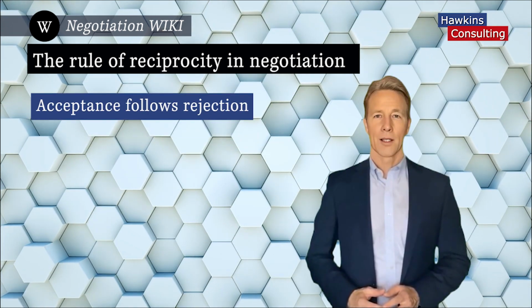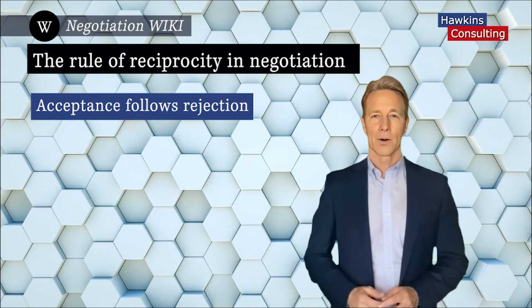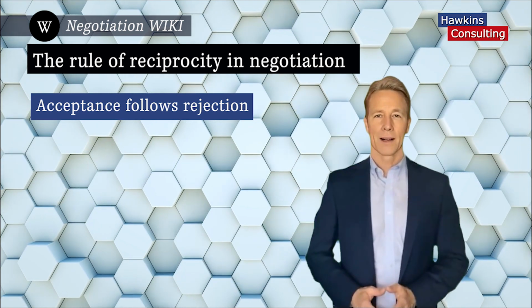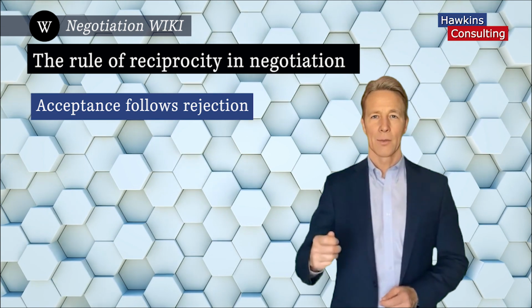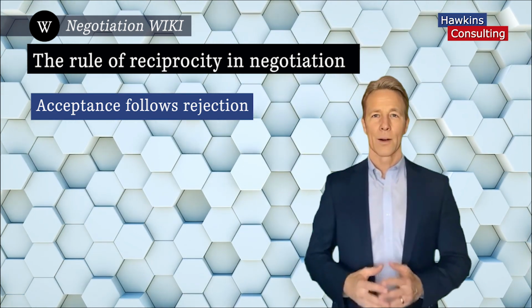The principle of acceptance follows rejection is a negotiating tactic of first making a larger request that is likely to be rejected and then making a minor request that is more likely to be accepted. The principle is based on the human behavior that one is more inclined to accept a request if it seems smaller or more reasonable than a previous one.